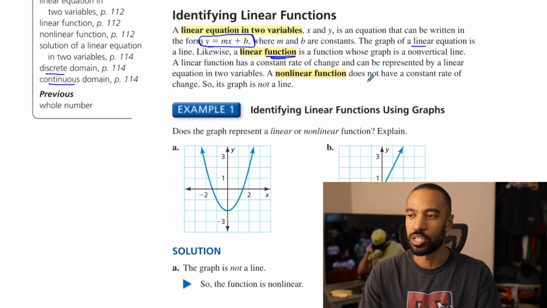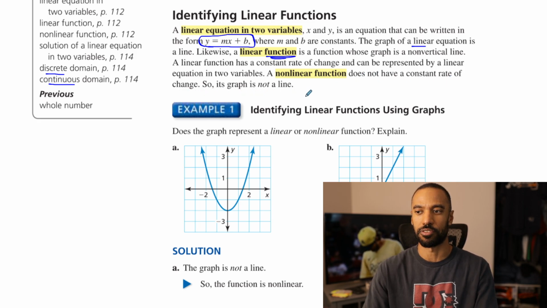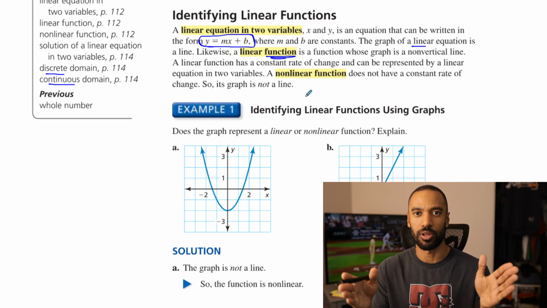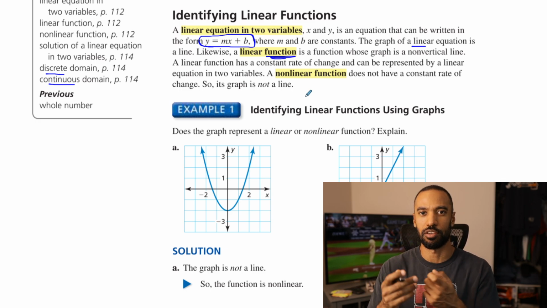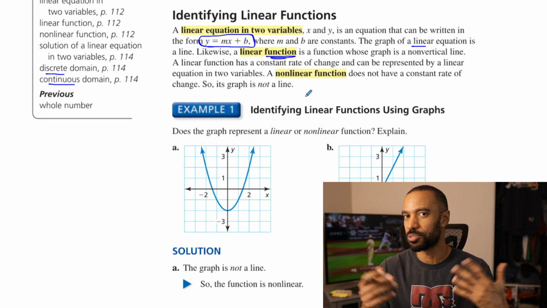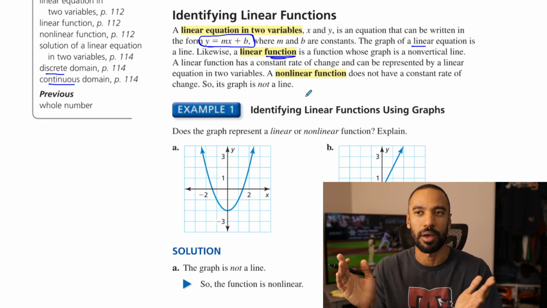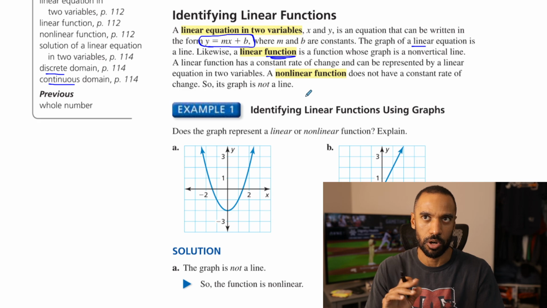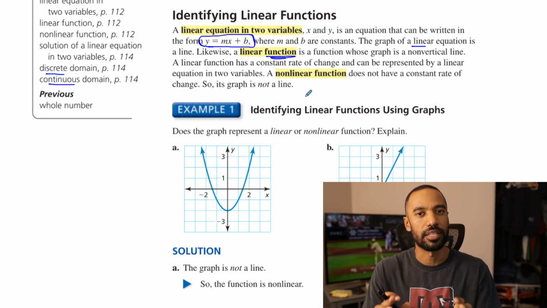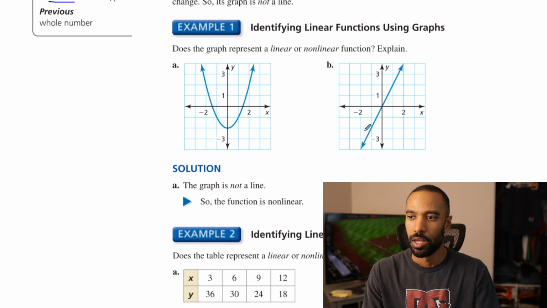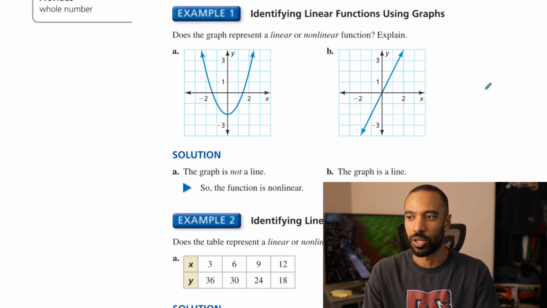A nonlinear function does not have a constant rate of change, so the graph is not a line. As we'll see in a table, as x increases by constant amounts, if y doesn't increase or decrease by constant amounts, it's nonlinear. Maybe not a certain kind that we're talking about, maybe not a quadratic, maybe not a cubic, maybe not a rational or radical, but it's for sure nonlinear. So let's take a look at some of the examples here. Let's look at the graphs.